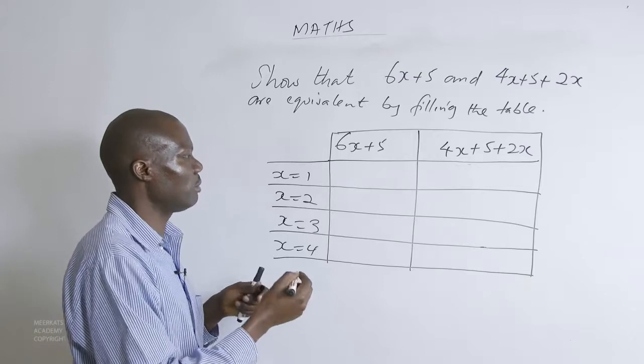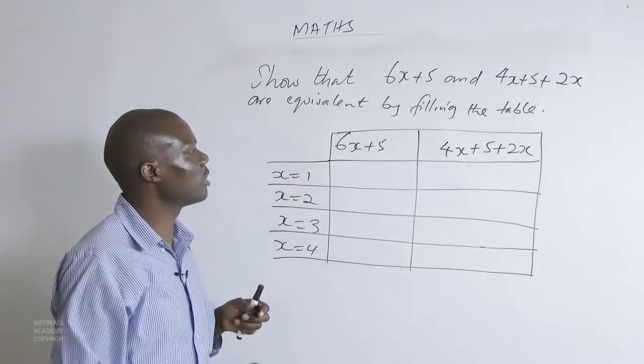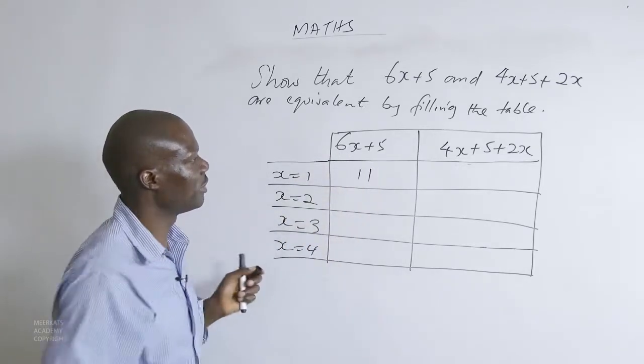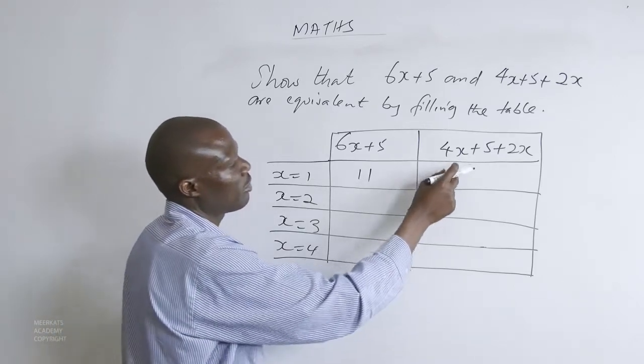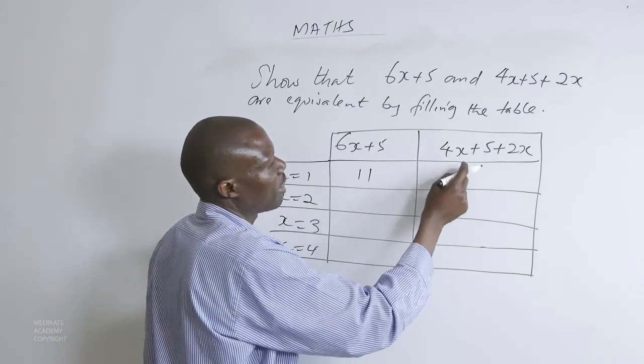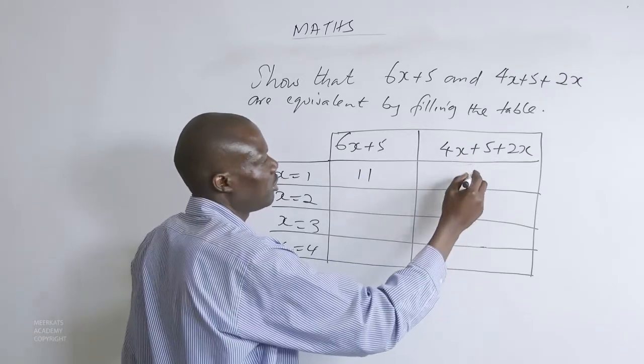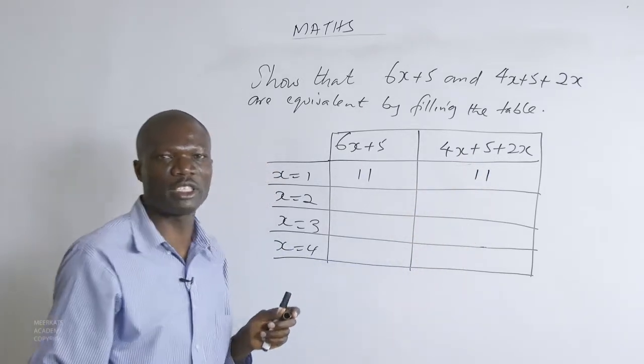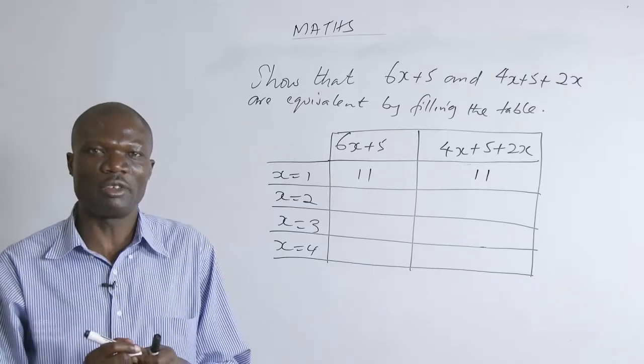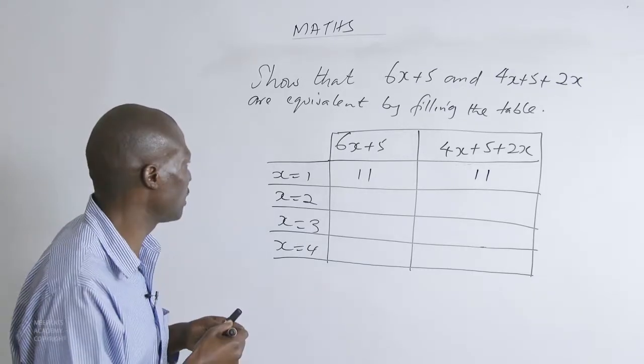When x is 1, this is simply 6 plus 5, which is 11. And when x is 1 for the other one here, this one will give us 4 plus 5, which is 9, plus 2, which is 11. So for the first substitution, it has all given us 11. Let's move on to the second one.